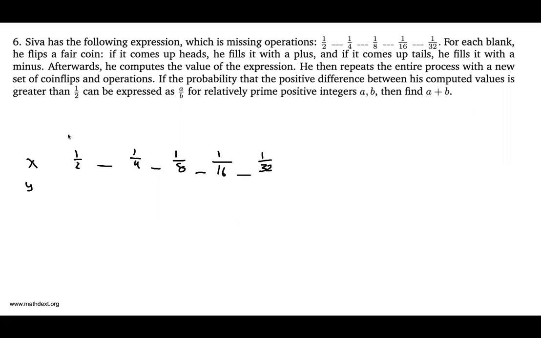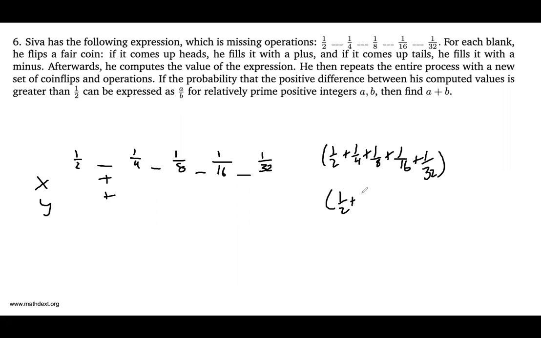Well, first of all, let's assume that they're the same. So x and y have the same sign. They could both be plus, they could both be minus. But in this scenario, what is the greatest possible positive difference between them? The greatest possible difference is if one number is 1/2 plus 1/4 plus 1/8 plus 1/16 plus 1/32, and the other number is 1/2 minus the other three, in order to make the two numbers as different as possible.